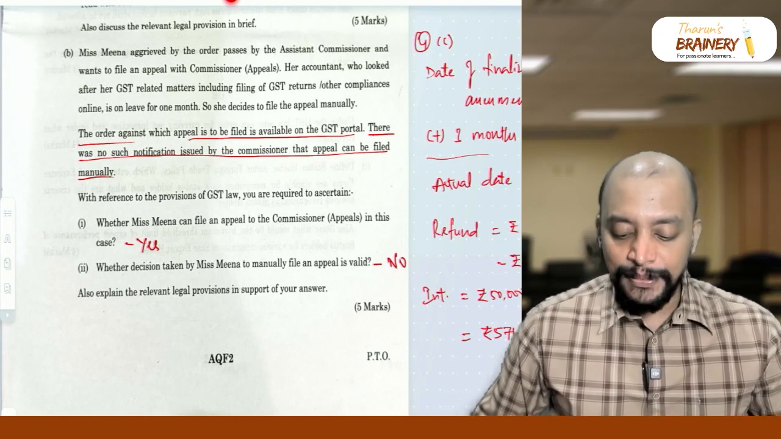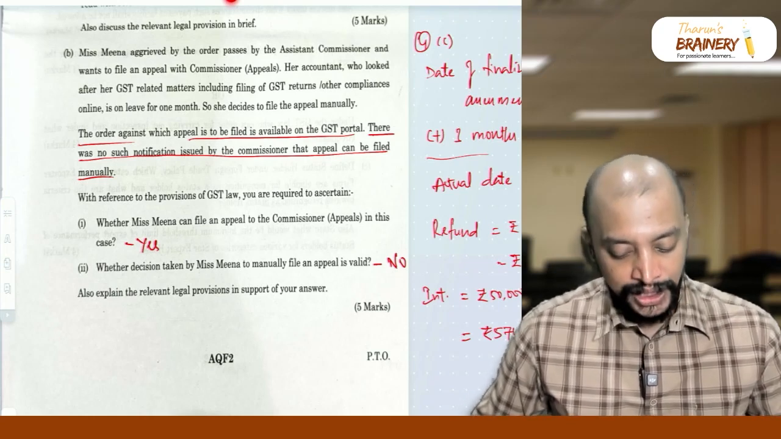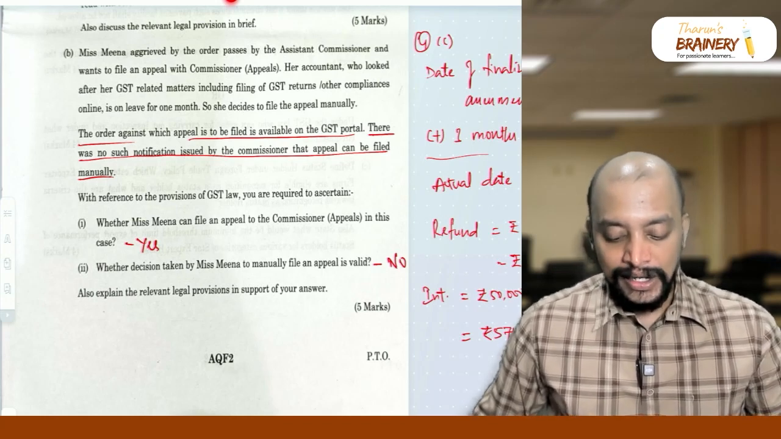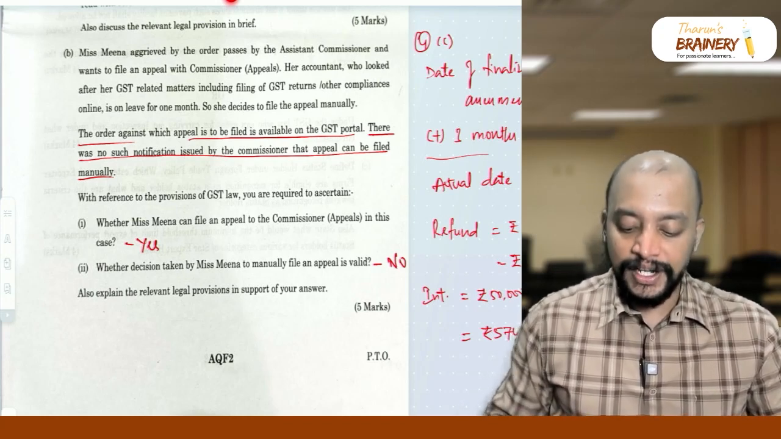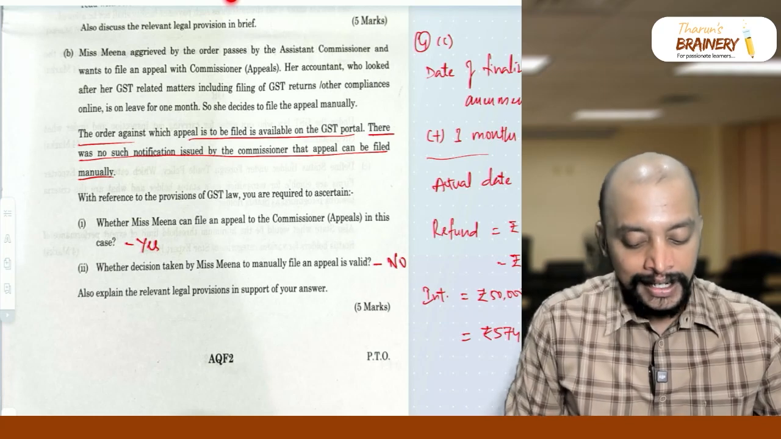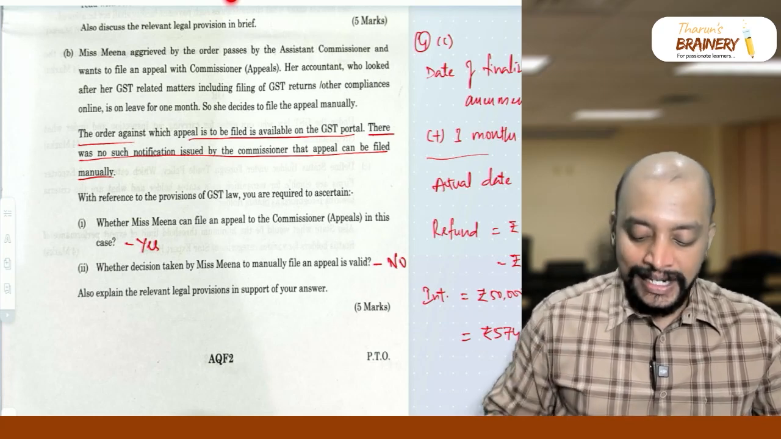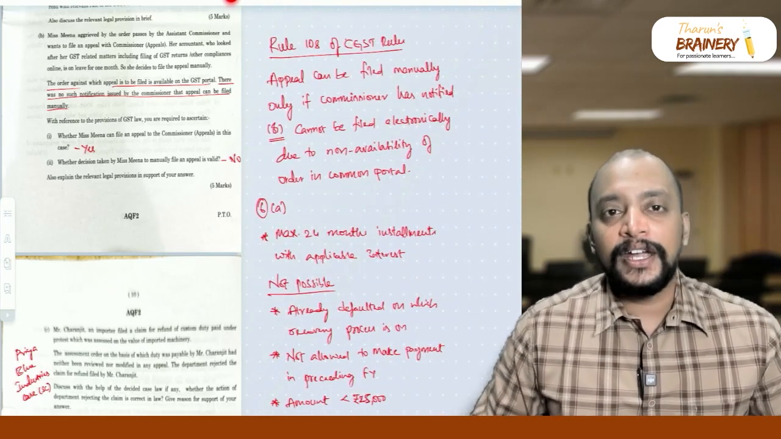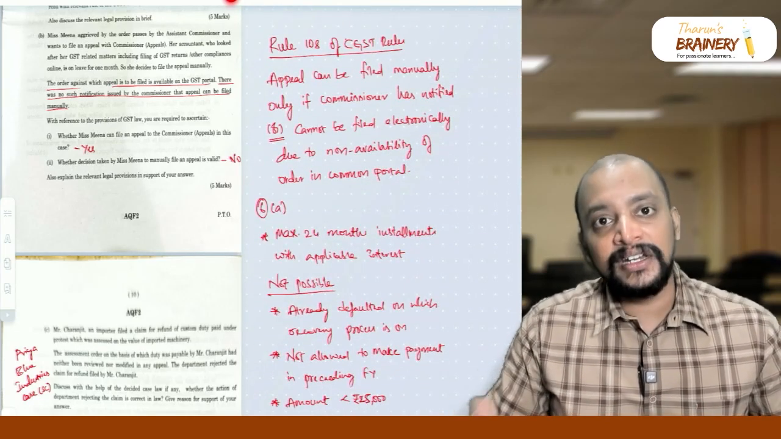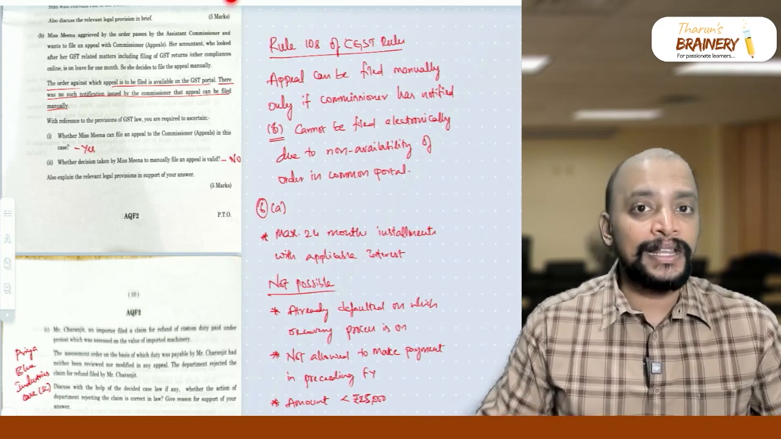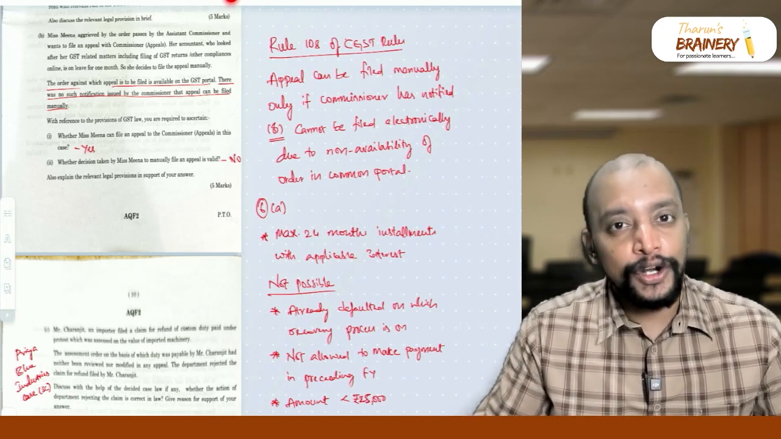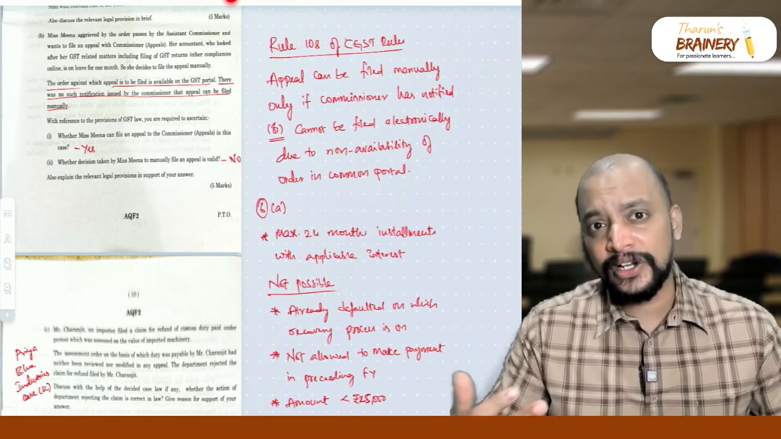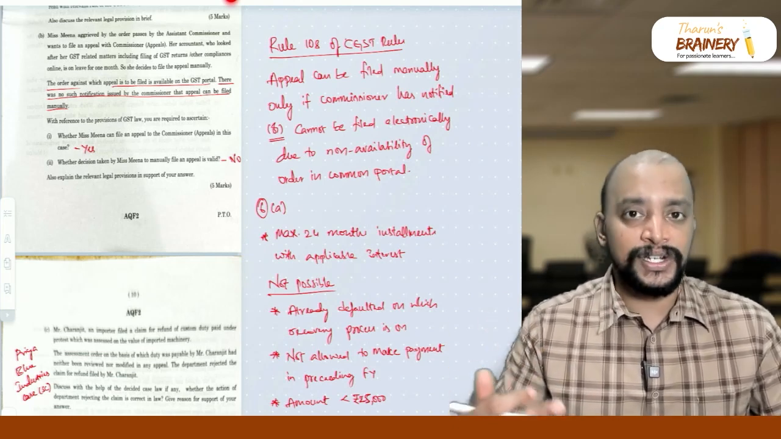B, Miss Meena agreed with the order passed by the Assistant Commissioner and wants to file an appeal with the Commissioner (Appeals). Her accountant, who looked after her GST related matters including filing of GST returns and other compliances online, is on leave for 1 month. So she decides to file the appeal manually. Actually, this is one part which is usually not much focused upon, even in classes. Yes, I will admit that in the fast track batch I would not have discussed this, because usually when we see appeals and other things, we will not think that the questions will go this deep.